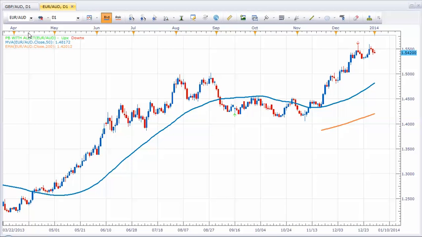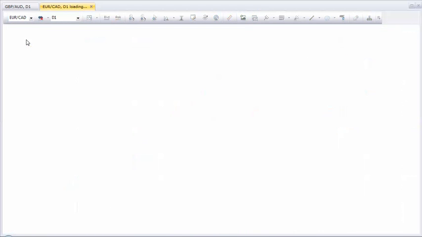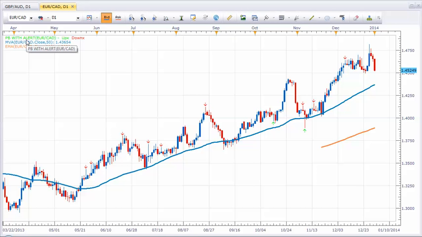Euro Aussie, same situation. It is starting to turn. Counter trend traders may be interested in shorting. Euro Canada. Okay. Now this could be interesting.